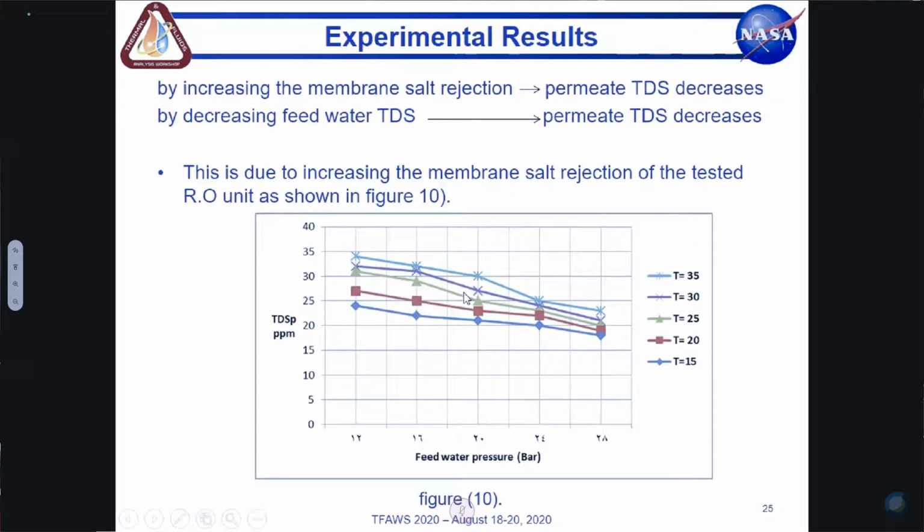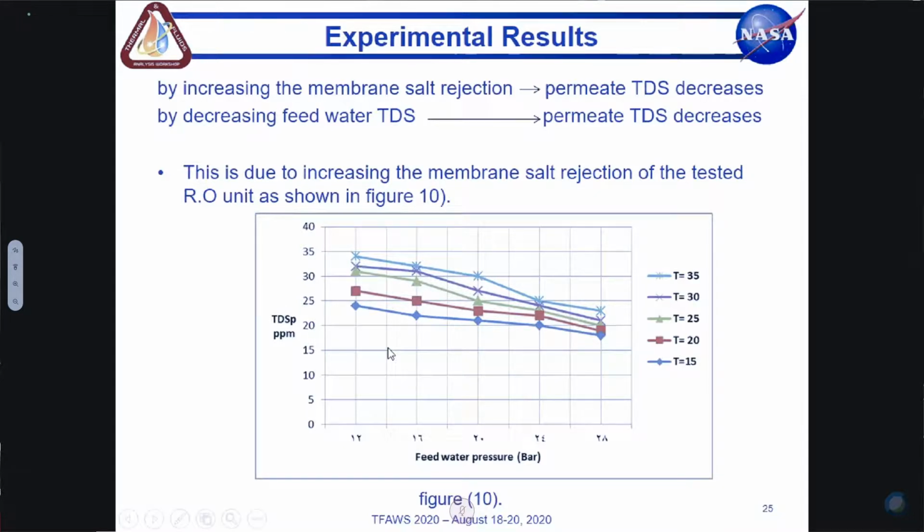Another result, by increasing the permeate flow rate, the recovery ratio will increase, and by increasing the feed water temperature, the recovery ratio also will increase.